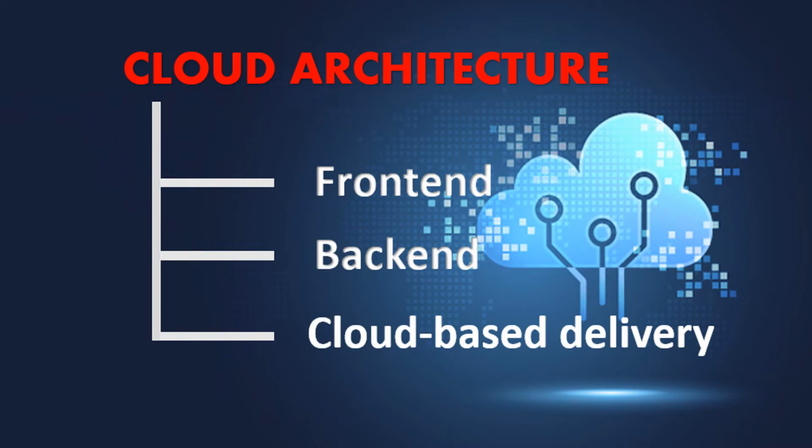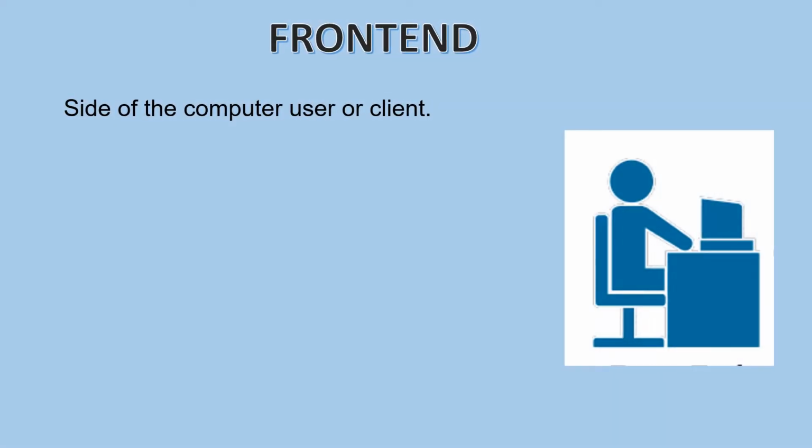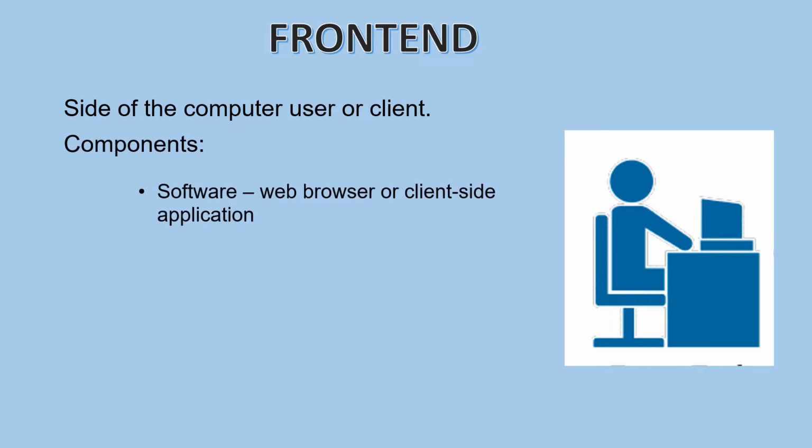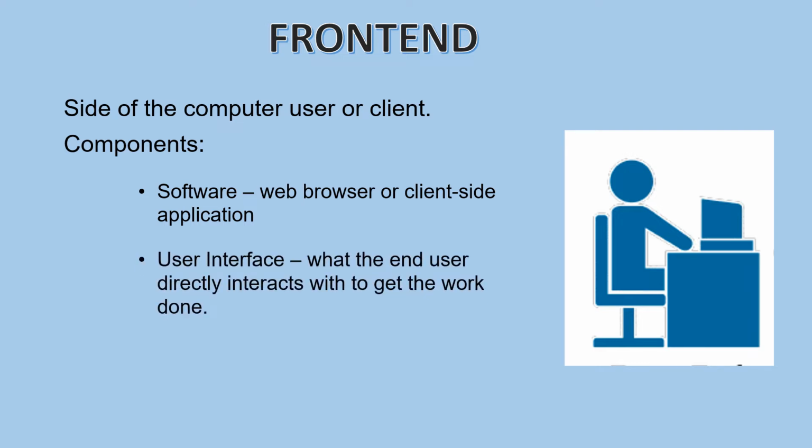The front end is the side of the computer user or the client. It is what enables a user to access data stored in the cloud using an internet browser or cloud computing software. It includes the software, user interface, and the client's device. Software includes the cloud computing software that runs from the user's side. This could be a web browser or a client-side application. User interface is what the end user directly interacts with to get the work done.